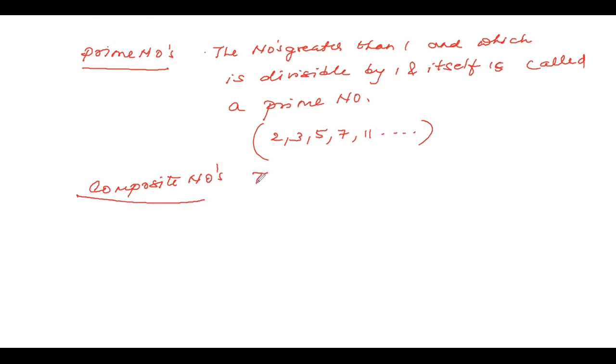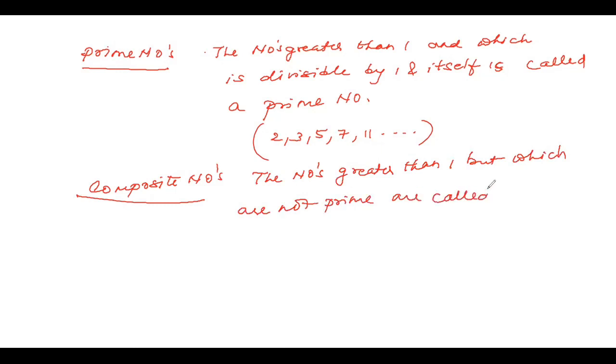See, the numbers greater than 1, but which are not prime, they're not prime numbers, are called composite numbers. You understand, children? It should be greater than 1, but which are not prime.